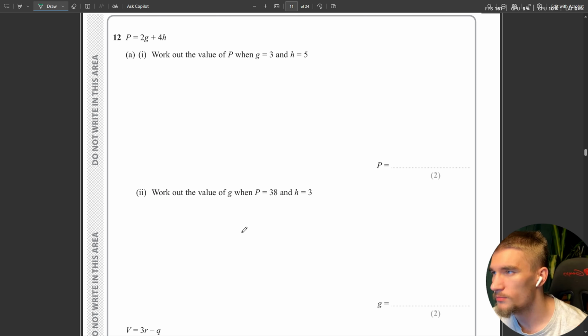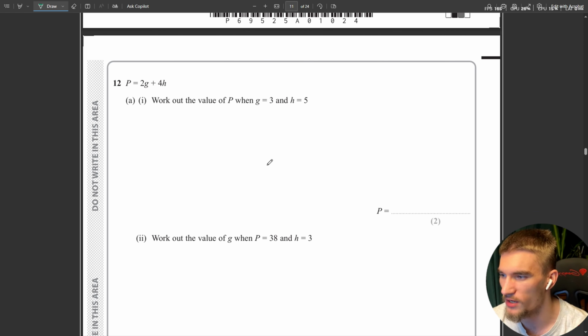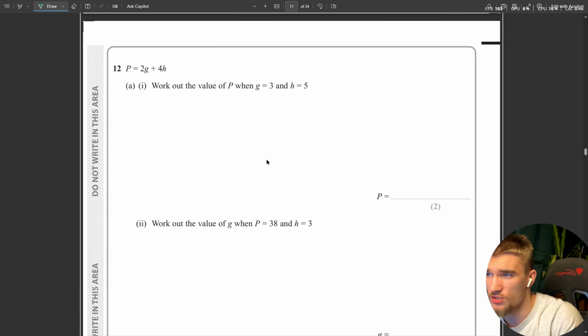And that's it. P equals 2G plus 4H. Work out the value of P when G equals 3 and H equals 5. Okay, so we just substitute here. So let's replace G with 3. So we get 2 times by 3 plus 4 times by 5, right? So 2 times 3 gives me 6.